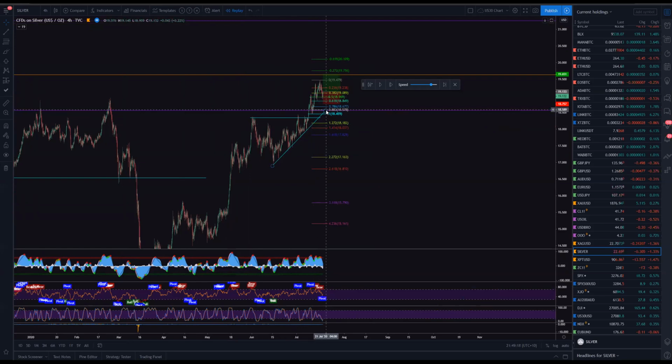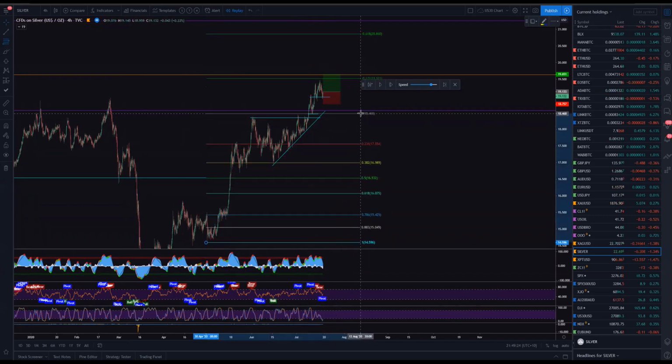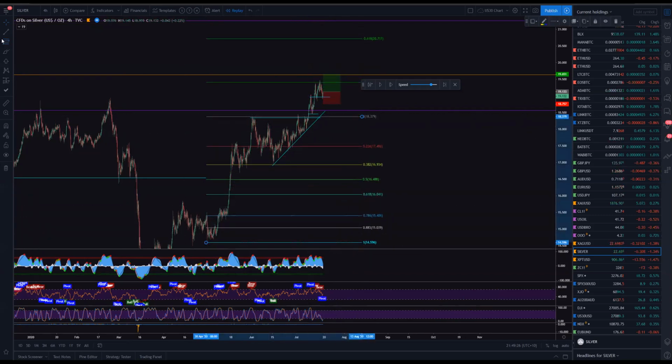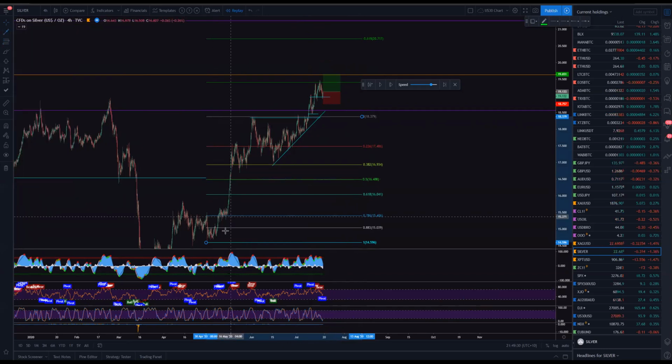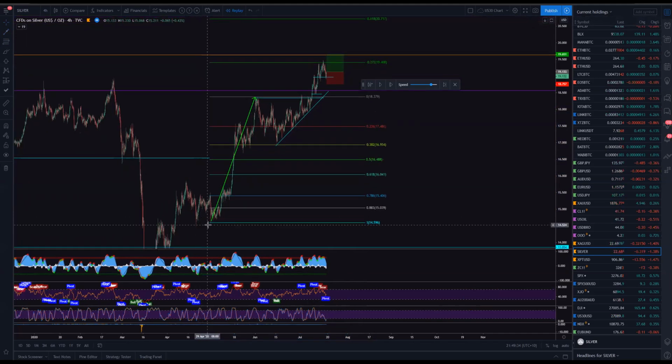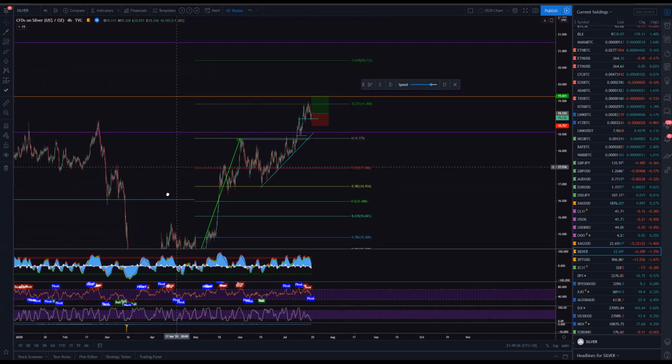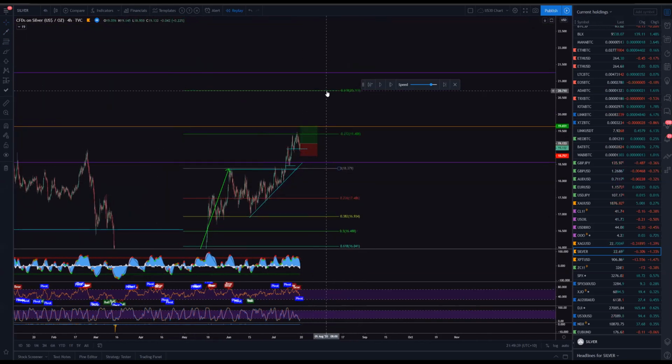So I'll do something like this instead, and I'll go down to the bottom there. I'm just going from the bottom wick to the top. So I'm just measuring this thrust impulse. That's how you use Fibonacci. Then I'll probably use this as my target, and I'd be looking something like this.